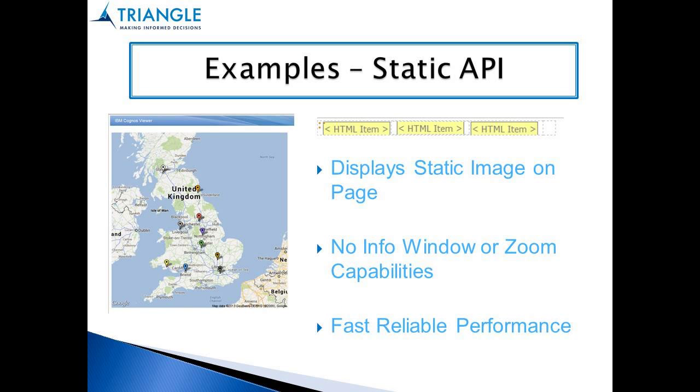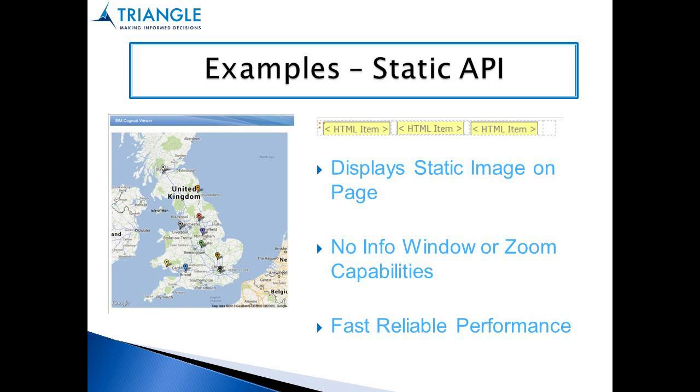So let's start by having a look at the static API example. The static API allows you to display a static image of a map on your report page. You cannot open up any info windows or zoom or move the map around, as it's a static image. One of the advantages of this approach is you get fast, reliable performance.